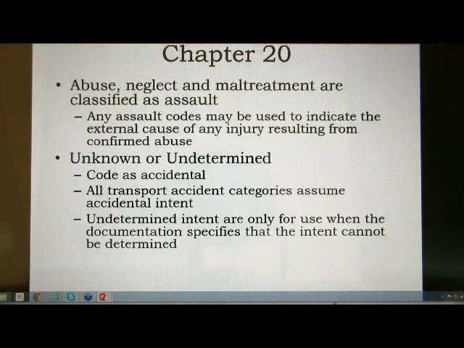Abuse, neglect, and maltreatment are classified as assault in ICD-10. So there are some ICD-9 codes that kind of take out abuse from things like child neglect. And now in ICD-10, everything is considered an assault from a coding perspective. Unknown or undetermined, we're going to code as accidental. So if we don't know why something happened, some sort of injury or overdose or something that may be self-inflicted, it will always be coded as accidental unless it's defined as not accidental or intentional.